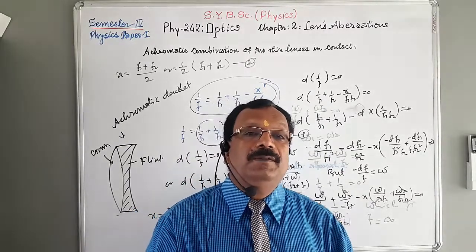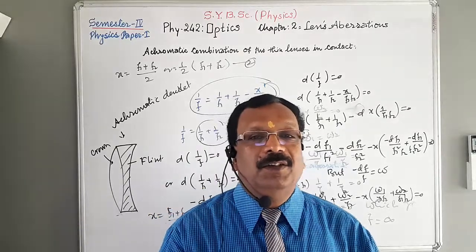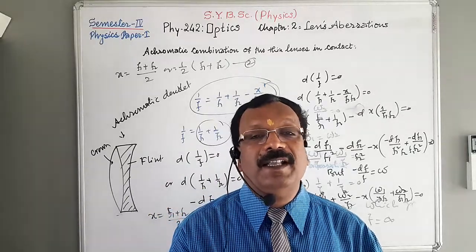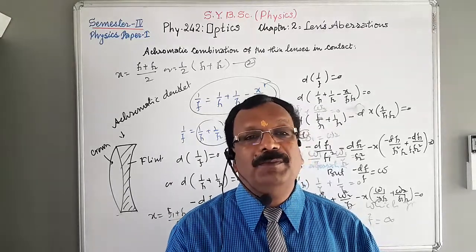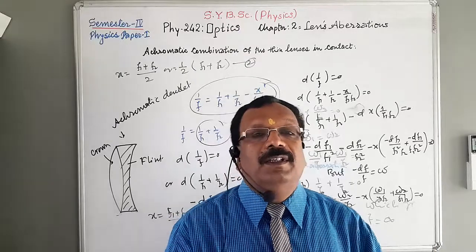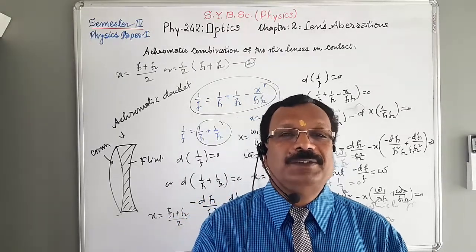In this way, we completed the theoretical part of this chapter. Now, in the next lecture, we will see some important problems related to this lens aberration. Till then, we shall stop here.